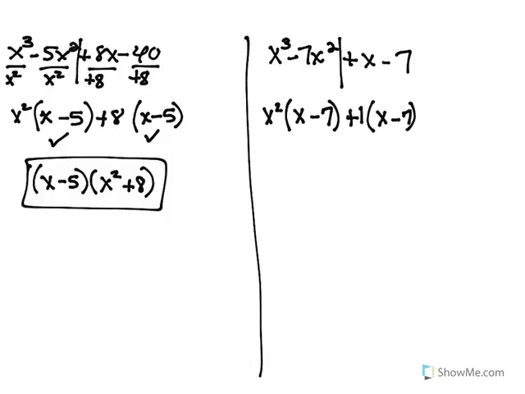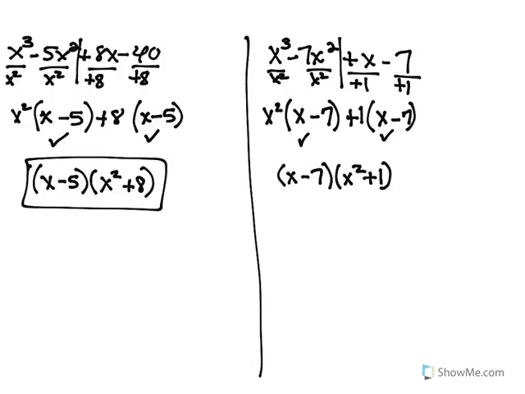Okay? Remember, factoring out is just a division. So I divided the x squared into each one of these, and I divided the 1 into each one of those terms. So my parentheses match. So I do x minus 7 times x squared plus 1 in its own set of parentheses. And that is factoring by grouping. And that's it.